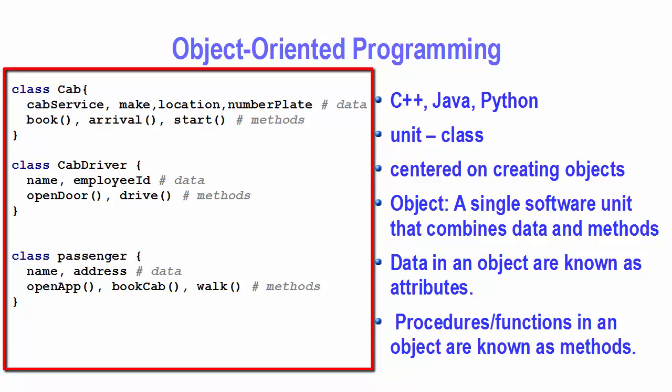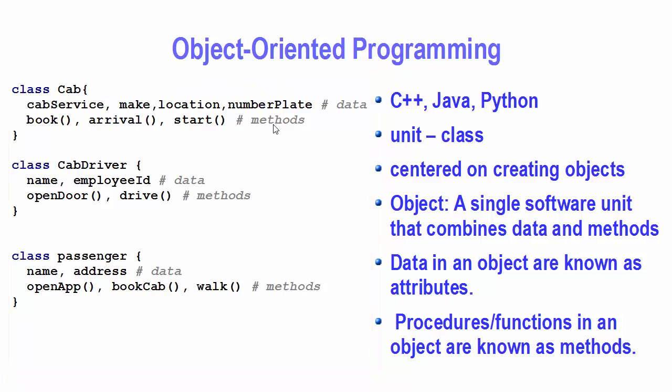Now what is an object? An object is a software unit that combines data and methods. We have this data here and then we have the methods inside the class, and an object is able to combine both of them, the data with the methods. Now these objects, for example a cab object and a passenger object, can also exchange data between them. So data is interchangeable between, for example, the passenger object and a cab object.